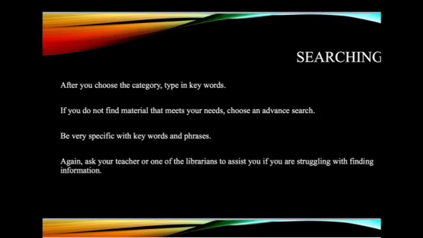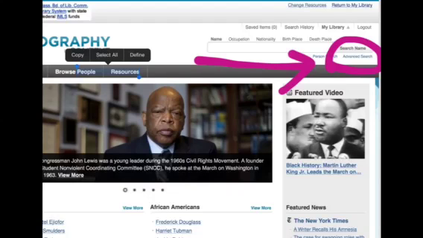After you choose the category, type in keywords. If you do not find material that meets your needs, choose an advanced search. Be very specific with keywords and phrases. Again, ask your teacher or one of the librarians to assist you if you are struggling with finding information. You can find the Advanced Search button on the top right-hand column.